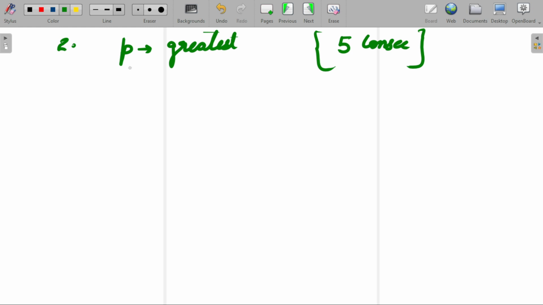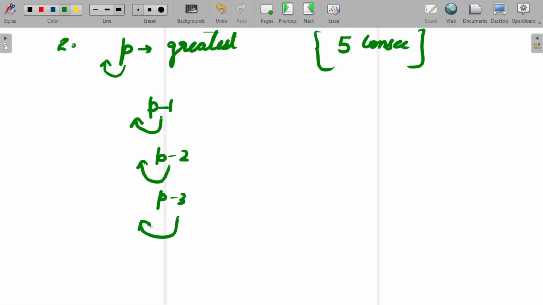This is easy. One step previous, one step behind, it will be P minus 1. One step behind P minus 1, it will be P minus 2. And then one step back, it will be P minus 3. And again, one step back, it will be P minus 4. So P minus 4 is the smallest among them, and P is the greatest number. Simple. Fine. So these are the 5 consecutive numbers.